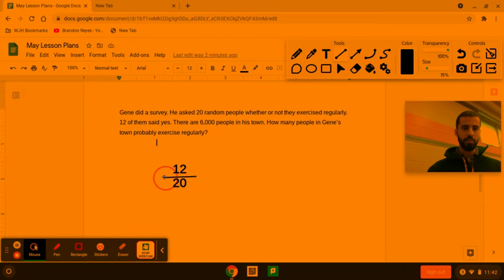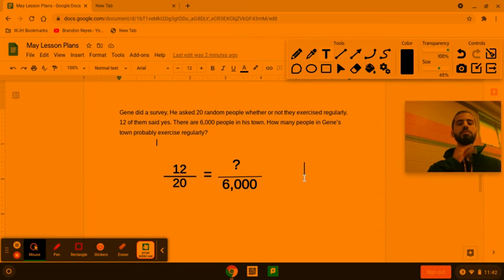I like to write these as fractions. So think about this in mathematical terms. Okay, well, 12 out of 20 people exercise regularly. And there are 6,000 people in his town in total. So the question is really, how many in his town do we think exercise regularly? Some people like to put an X there instead of a question mark.